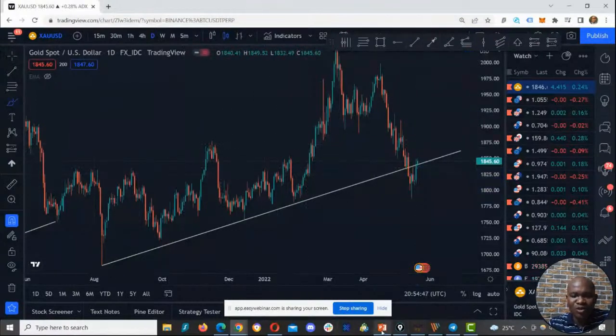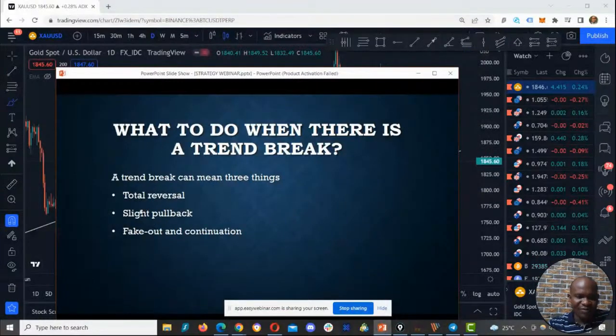But what do you do when a trend breaks? Now, there are three things you need to have in mind. The first, a trend break can mean three things. The first one, total reversal.